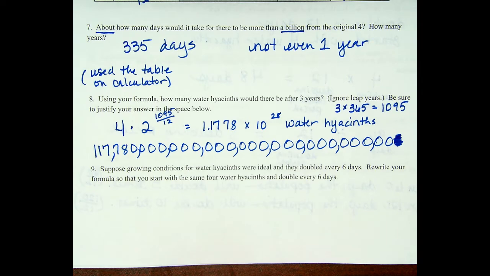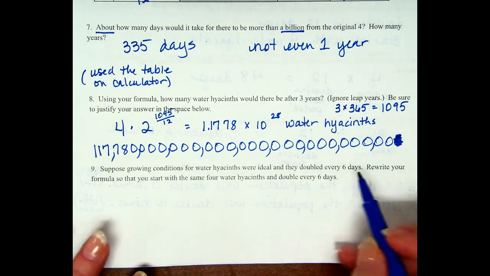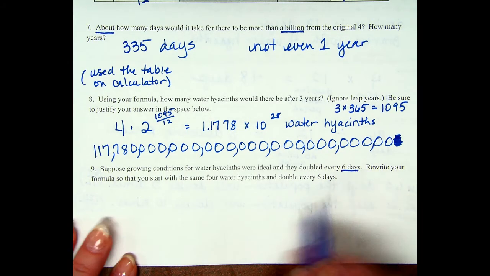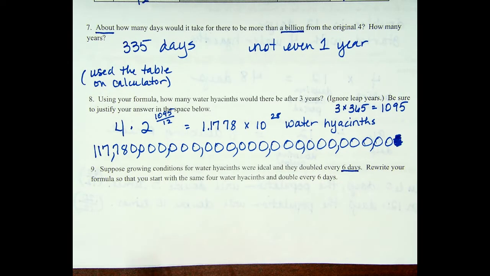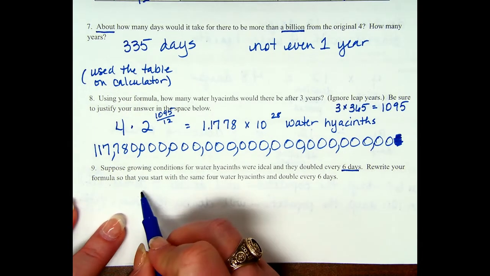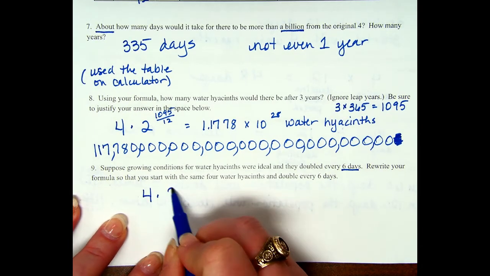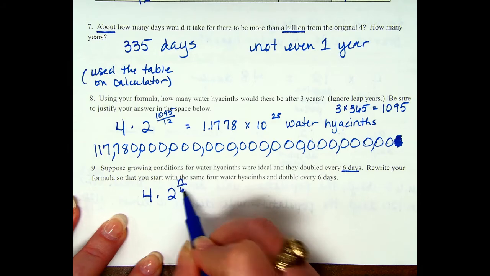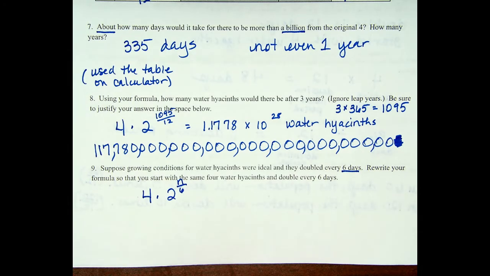Suppose growing conditions for water hyacinths were actually ideal, and instead of doubling every 12 days, they doubled every 6 days. Rewrite your formula so that you start with the same water hyacinths, and instead we double every 6 days. What does our new formula look like? N over 6. Oh, geez Louise.